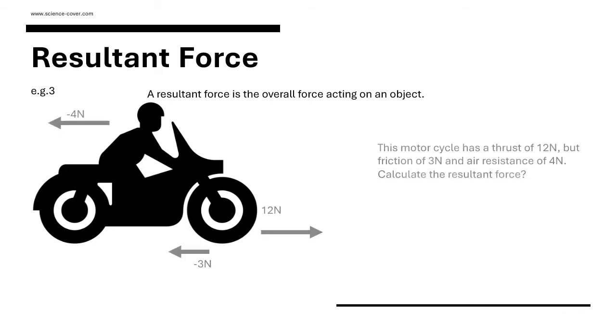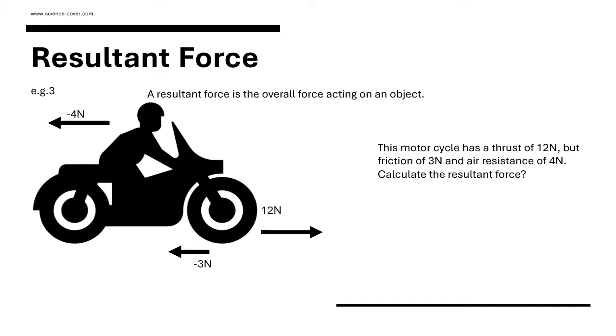In this example, we have a 12 Newton thrust force from the bike, 3 newtons acting as friction from the wheel, and then 4 newtons acting as air resistance. Now, since we can assume the bike wants to move forward, we'll call the value to the right the positive number, so that's 12 newtons. And then the forces acting in the opposite direction, I'm going to give negative values. So I'm going to call the friction minus 3 and the air resistance minus 4.